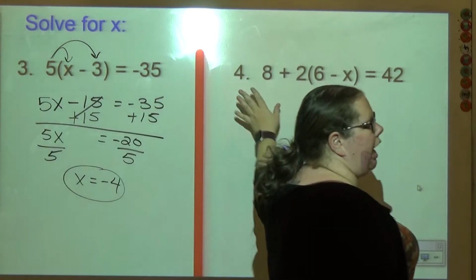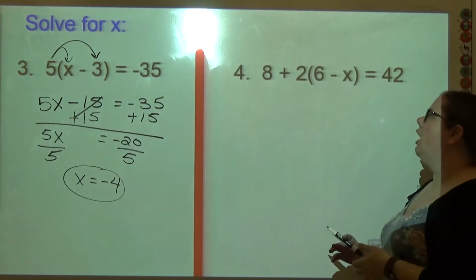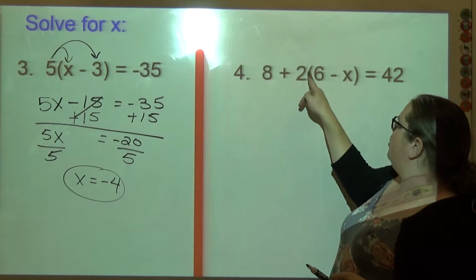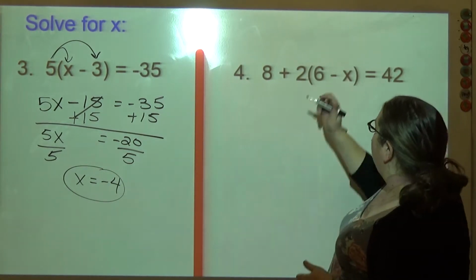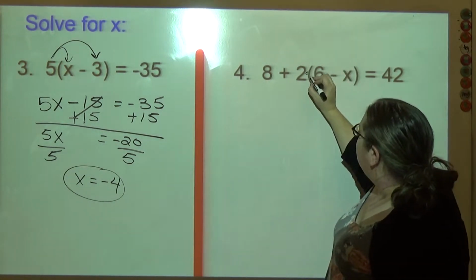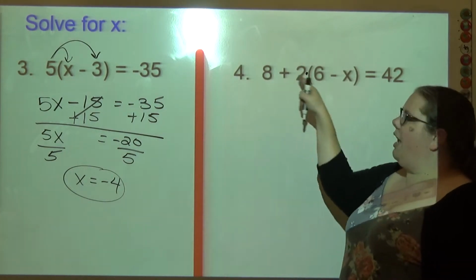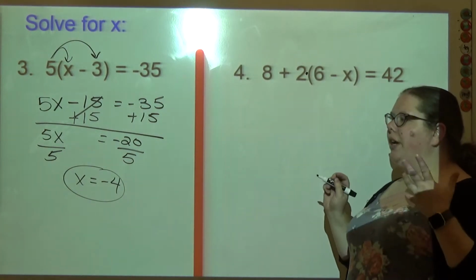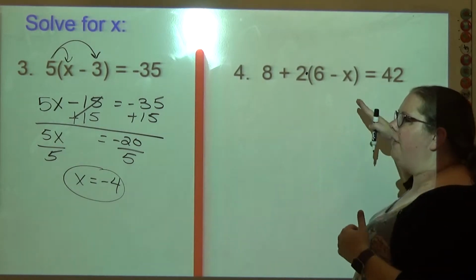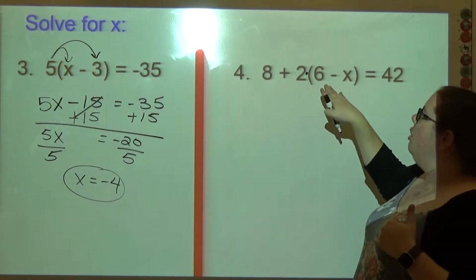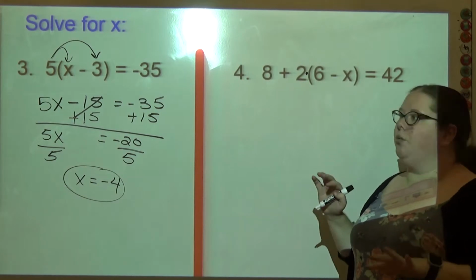All right, now, number 4. This one is really common for students to get wrong. A lot of kids try to do 8 plus 2 is 10. No, you cannot put these together. There's really a multiplication here. You cannot add those. Think about just regular order of operations. You have to multiply before you add, so that doesn't work.